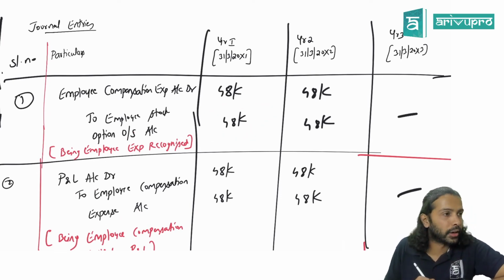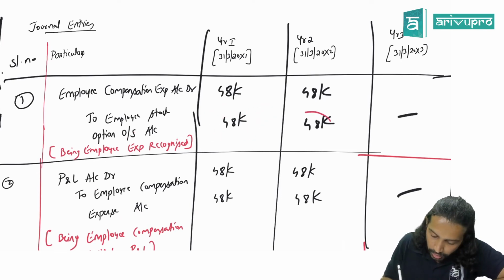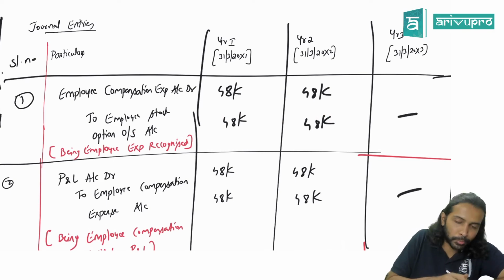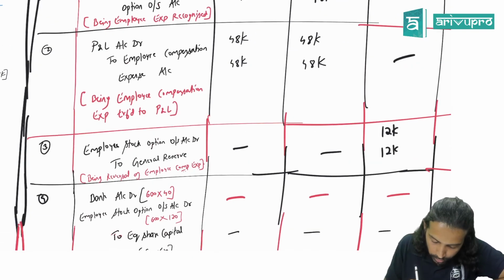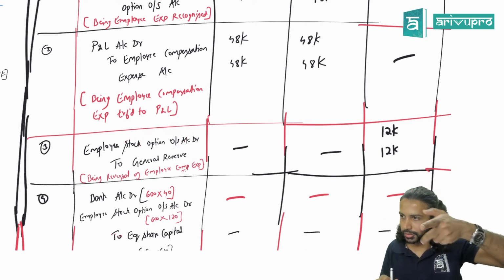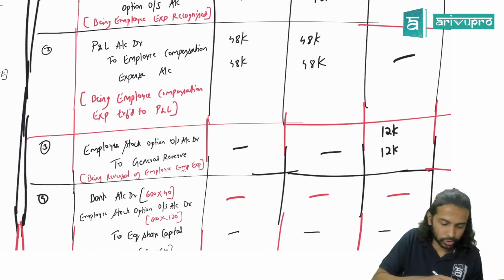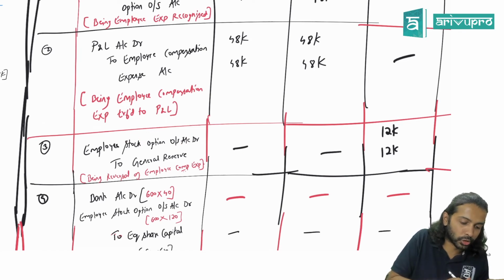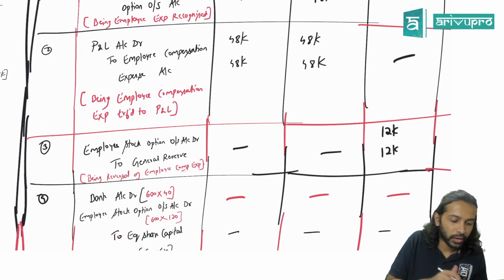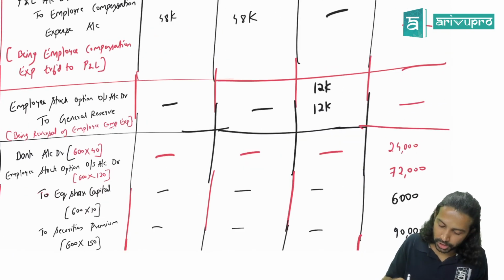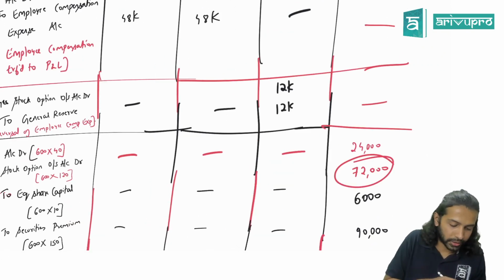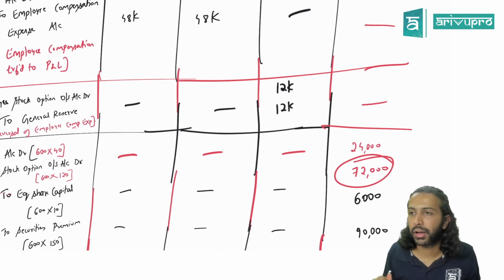First time, how much did you credit? 48,000. Second year, how much did you credit? 48. So 48 plus 48 is how much? 96,000. Third year, what did you do? You debited it because you reversed the expense. How much did you debit? 12,000. So 96,000 minus 12,000, how much are you getting? 84,000. In the last entry, you debited employee stock option outstanding again. How much did you debit? 72. Minus 72,000, how much are you getting? 12,000.